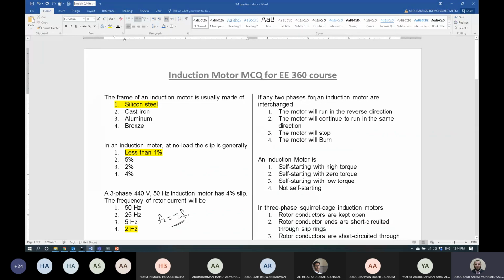If any 2 phases for an induction motor are interchanged, what will happen, guys? The motor will run in the reverse direction. The motor will continue to run in the same direction. The rotor will stop. The rotor will burn.